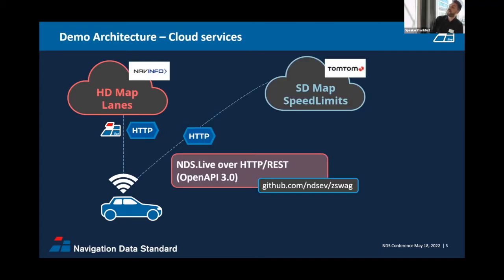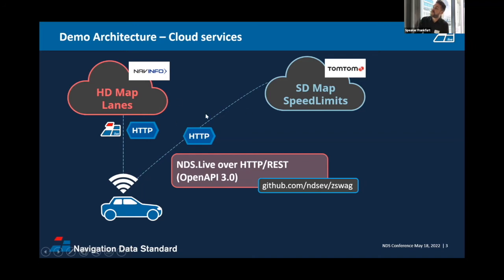We're going to connect to two cloud services. The first cloud service is from Navinfo, where we retrieve HD map lanes, the lane layer, and we bring this into the car. We also get SD map speed limits based on roads from TomTom, and we retrieve them in the car as well.